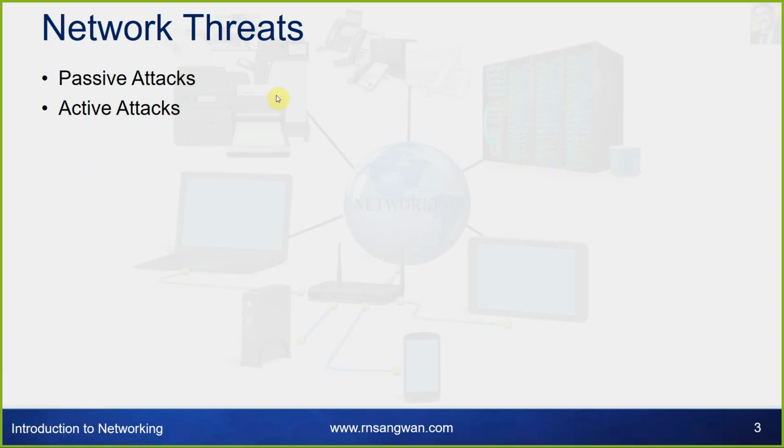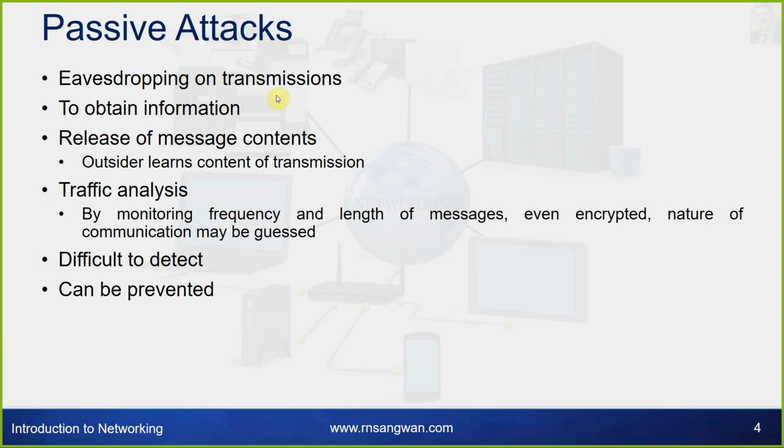Network threats. There are two types of attacks: active attacks and passive attacks. The passive attacks are eavesdropping on transmissions to obtain information. Release of message contents, where an outsider learns the content of a transmission. They are done by traffic analysis, by monitoring frequency and length of the message. Even the encrypted nature of communication may be guessed. What kind of communication is happening? Though difficult to detect, they can be prevented.